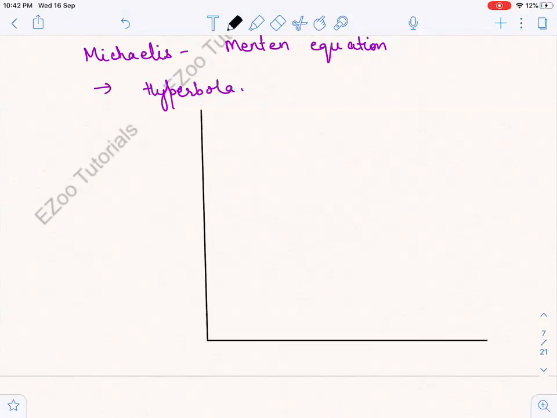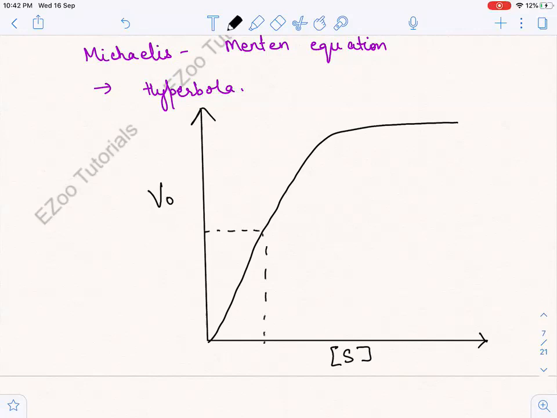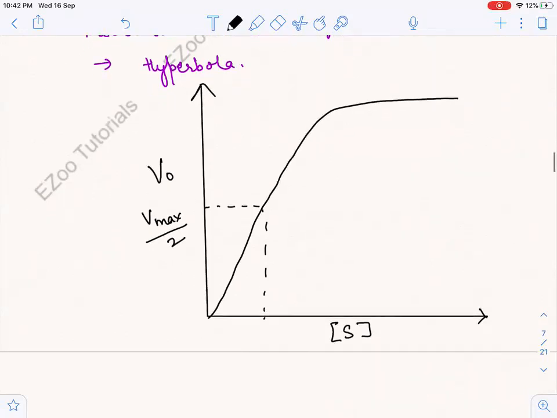ठीक है। ये हाइपरबोला इस तरीके का बनेगा, जिसमें on the X axis there is substrate concentration and on this Y axis we have the initial velocity V naught, and on this point we are showing Vmax upon 2. Okay, चलो इसमें हमने क्या देखा, that the initial reaction velocity varies with substrate concentration.